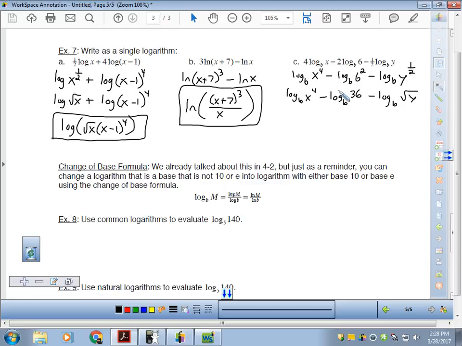Alright. Now you might notice that this second log and this third log are both being subtracted. That means they are both being divided. So when we rewrite this into one logarithm, we'll have log base b. On top we're going to have x to the 4th. And then on bottom we're going to have 36 and the square root of y. Because both of those were subtractions, so they're both being divided. They're both on the bottom. So there we go. That's as condensed as we can get it. Okay. So condensing is really just expanding backwards, and it's not too bad.